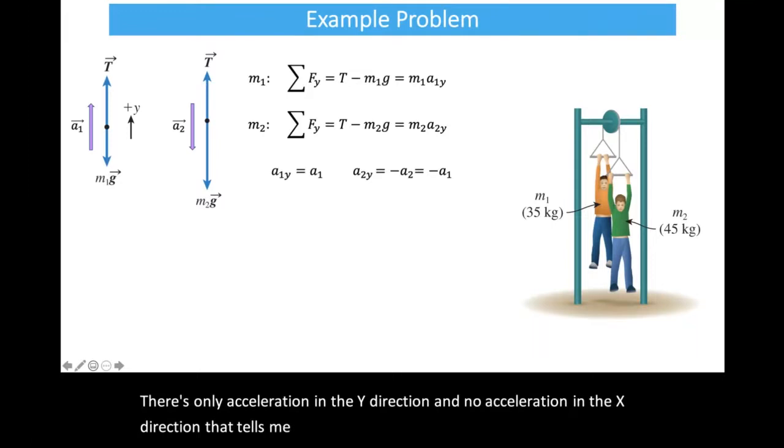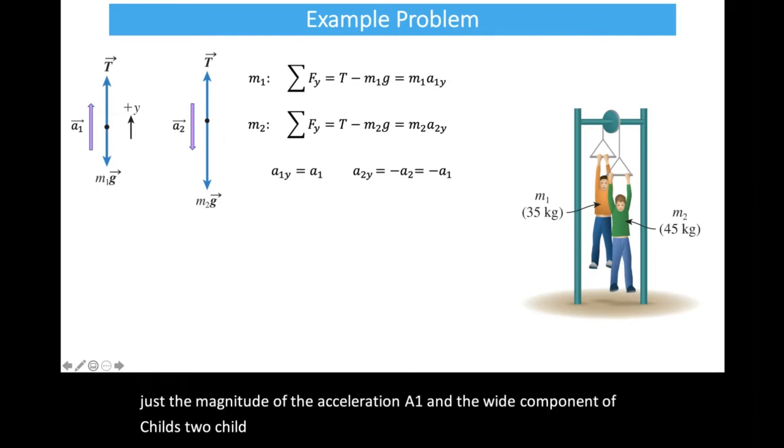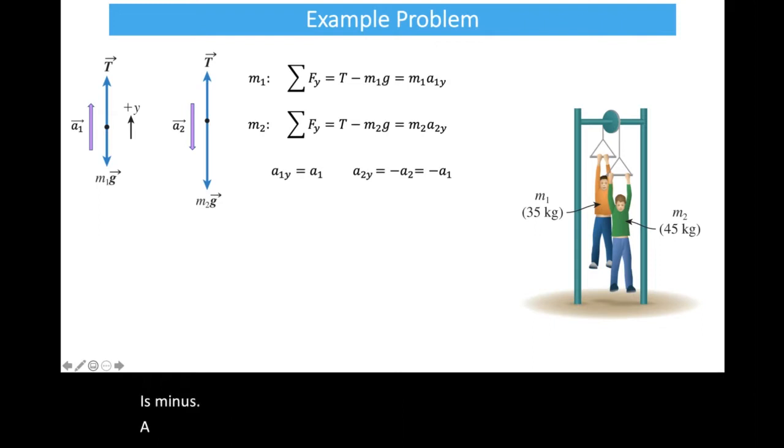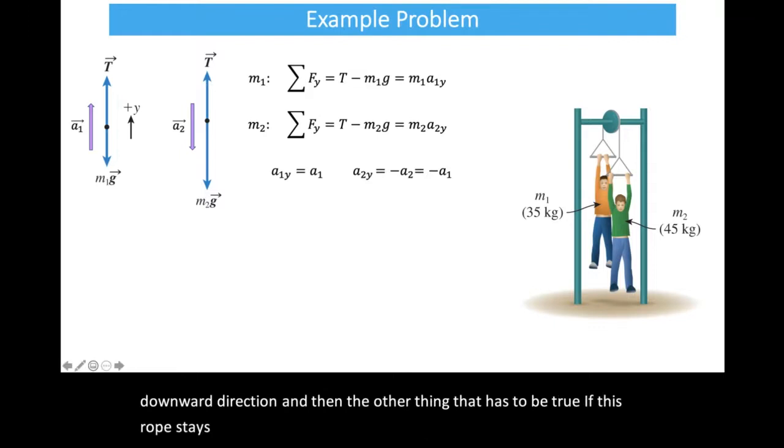Since there's only acceleration in the y direction and no acceleration in the x direction, that tells me that the y component of child 1's acceleration is just the magnitude of the acceleration a1, and the y component of child 2's acceleration is minus a2, minus the magnitude of their acceleration, because it's in the downwards direction. And then the other thing that has to be true, if this rope stays taut, is that a1 has to equal a2. The two children's acceleration has to be the same.